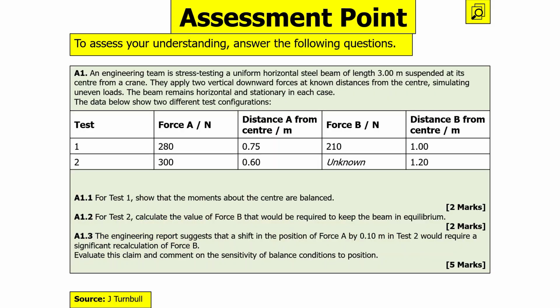An engineering team is stress testing a uniform horizontal steel beam of length 3 metres suspended at its centre from a crane. They apply 2 vertical downwards forces at known distances from the centre, simulating uneven loads. The beam remains horizontal and stationary in each case. The data below shows 2 different test configurations. For test 1, show that the moments about the centre are balanced. For test 2, calculate the value of force B that we require to keep the beam in equilibrium.